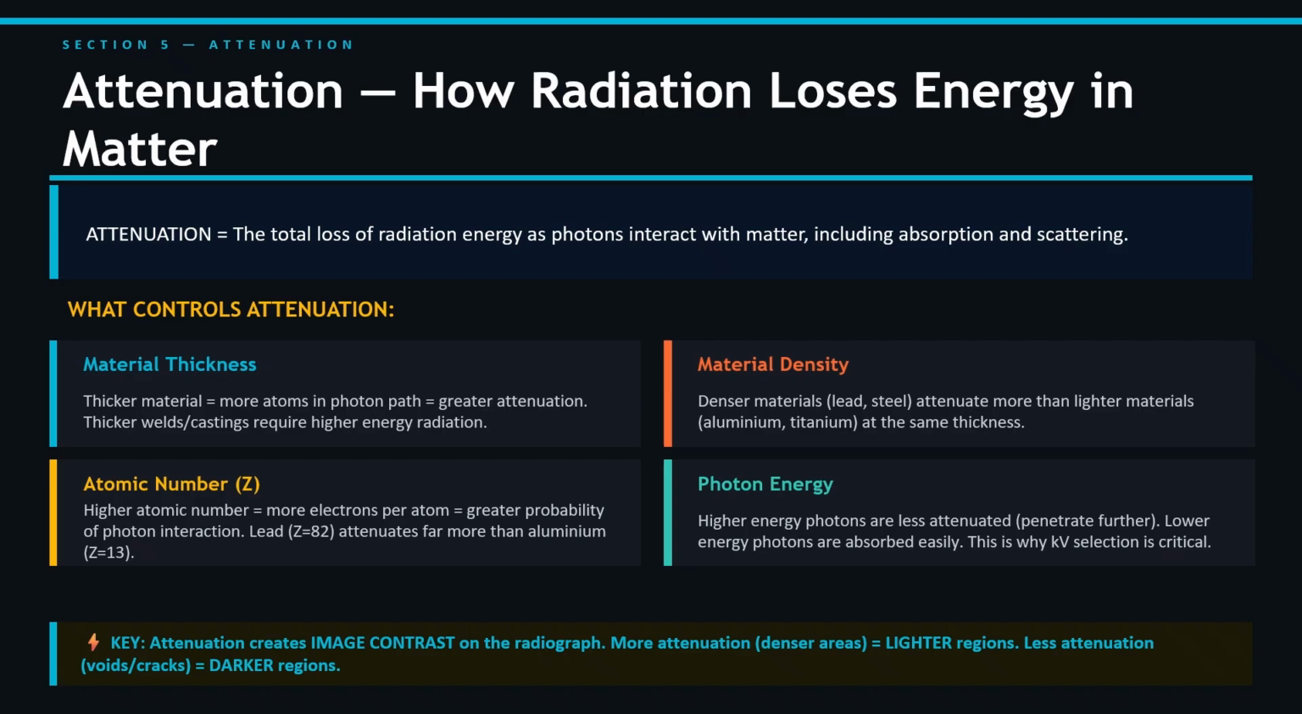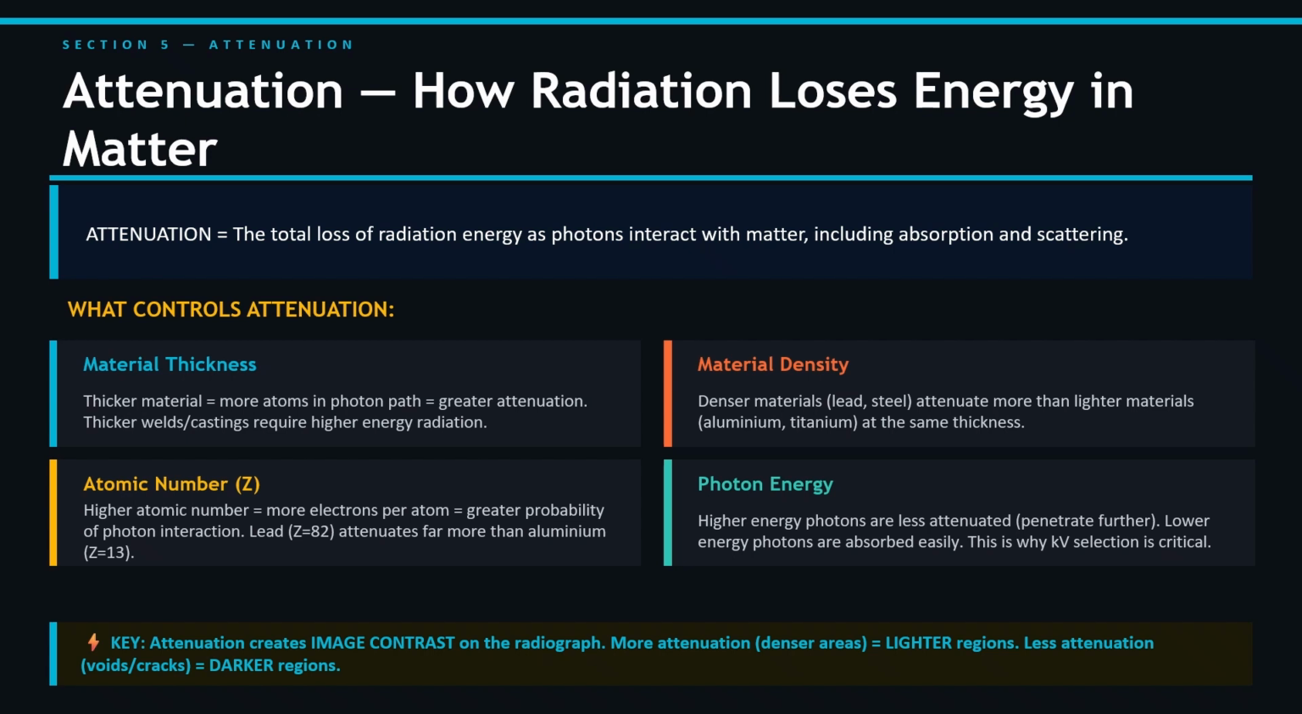Attenuation is the reduction in radiation intensity as radiation passes through matter. It occurs through interactions such as absorption and scattering. Several variables control attenuation. Thickness is one of the most obvious. The more material the photon must travel through, the greater the probability of interaction. Density also matters. A denser material generally presents more matter in the photon path.